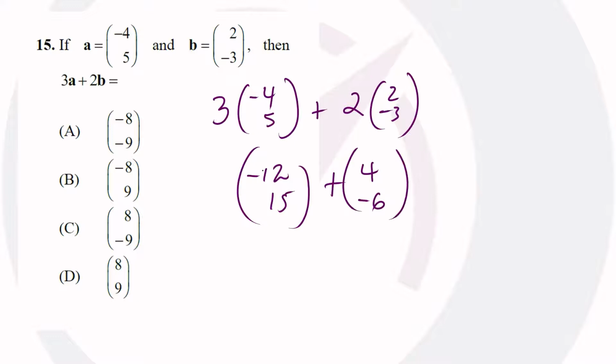So let's go ahead now. So negative 12 plus 4 gives us negative 8. Yeah, negative 8. And then 15 plus negative 6, that gives us positive 9. My brain just took long to add that. No, subtract that. Easy peasy, but sometimes it happens. So we have negative 8, positive 9. So we're looking for negative 8, positive 9. So our answer matches to B.